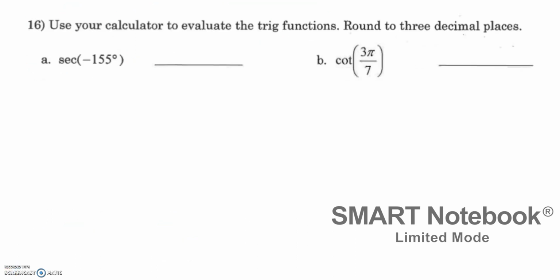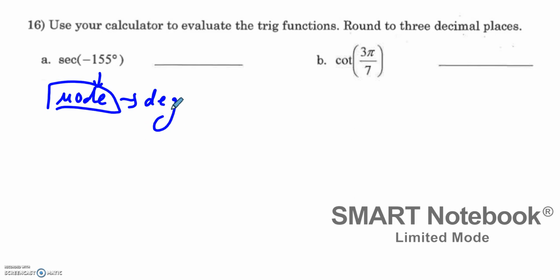All right, use your calculator to evaluate the trig functions rounded to 3 decimal places. So for part A, if I see secant, what I'm thinking about is cosine. I also notice that my angle is given to me in degrees. So make sure when you have your calculator that your mode is in degrees.